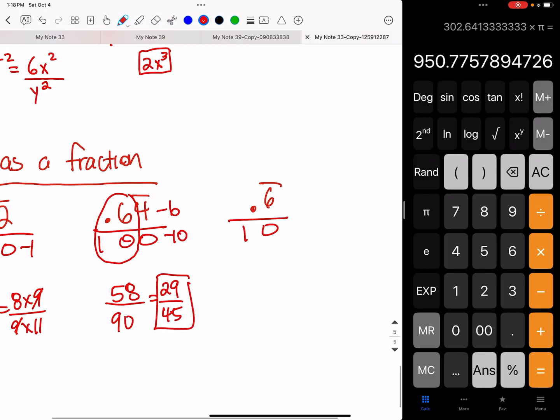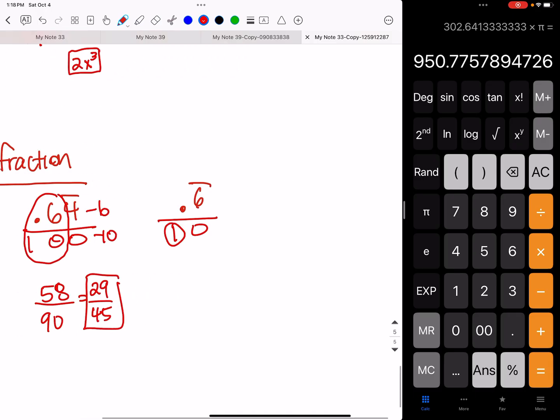There's your answer. Over here, this would be, take 1 away from the 10, so this is 6 ninths. That's 2 times 3 and 3 times 3, so the 3's cancel out. This is 2/3. All right, that was a lot.